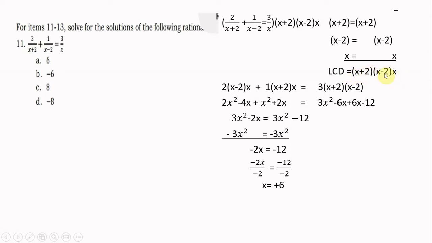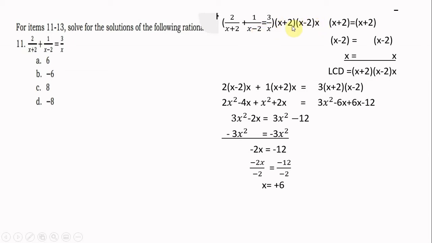Now let's multiply this least common denominator to each of the terms of the rational equation. So here, this is the LCD. Multiply to the first term. Let's cancel out x plus 2, and the remaining is x minus 2 times x times 2, and here it is 2 times quantity x minus 2 times x. And this LCD multiplied to the second term to the left of the rational equation. This is 1 over x minus 2. Let's cancel out x minus 2, cancel x minus 2.